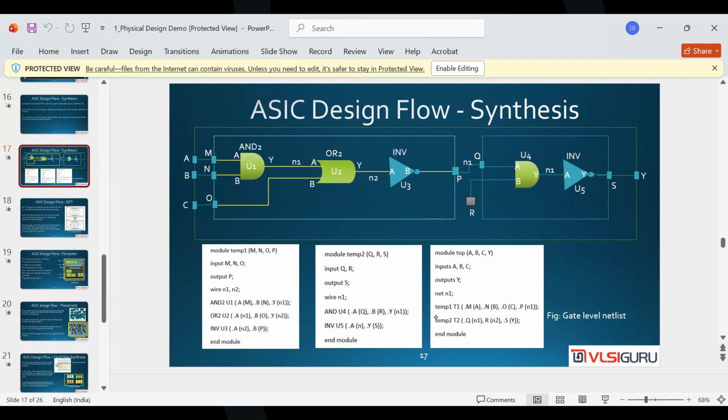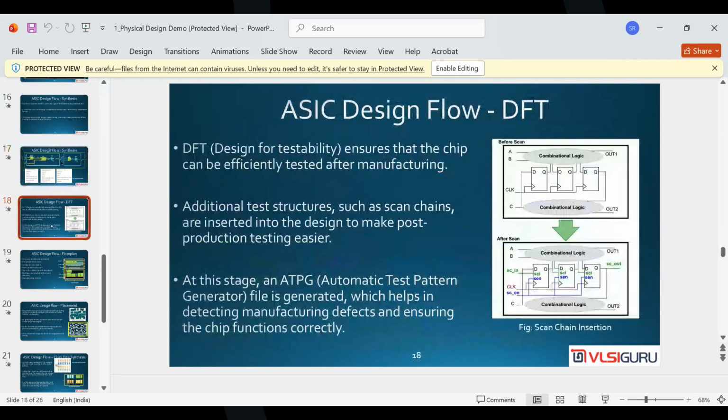If you see, here is a small example. You can see for AND, you can write it like this, AND, OR, inverter. What are these? These are the library names, which are technology dependent. Once that is completed, or during synthesis, we can insert a DFT module also. DFT is basically design for testability, which ensures the chip can be efficiently tested after manufacturing.